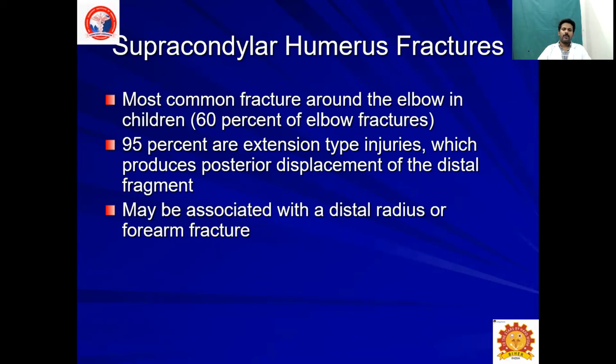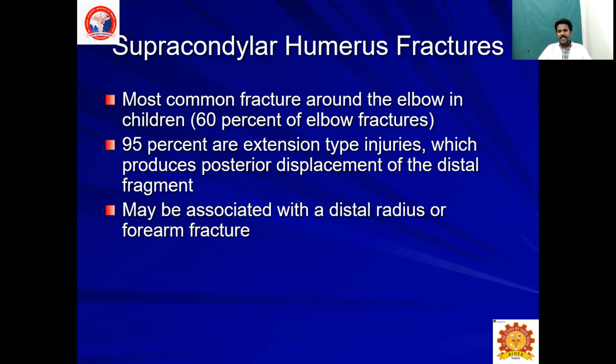As we all know, it is around the elbow joint. It is 60% of elbow fractures. If it is around the elbow, it is 60%, so it should be given the most priority and importance. 95% are extension type injury, which produces posterior displacement of the distal fragment. Here we have two types, flexion type and extension type. Here 95% is extension type. Extension means the distal fragment gets extended, that is, it is going posteriorly.